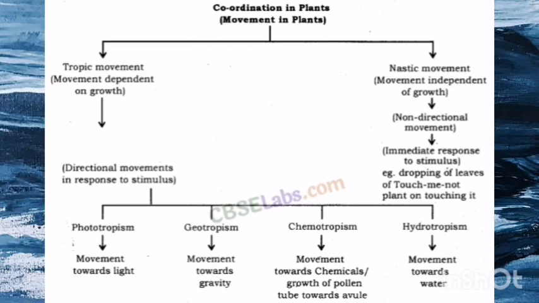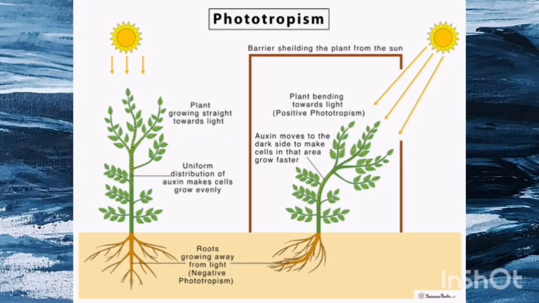2. Growth movements, tropic movements, or tropisms. These are directional movements. The plant part either moves towards or away from the stimulus. These movements are caused by growth. We have 4 main tropisms. Phototropism, light. Shoot grows towards light, positive. Root grows away from light, negative.